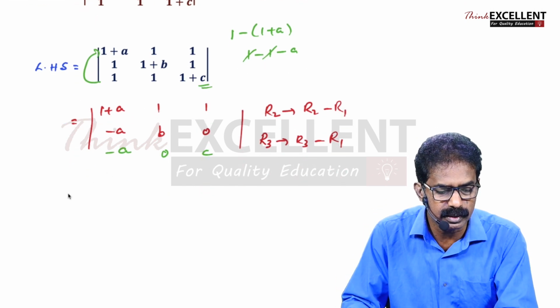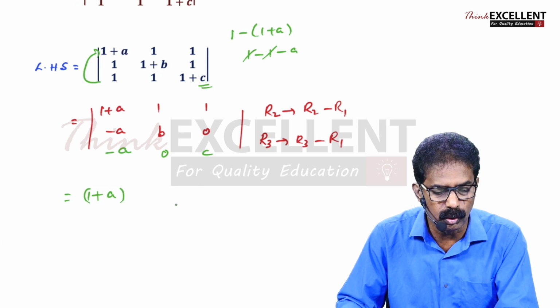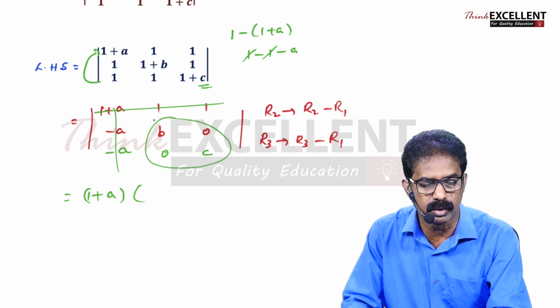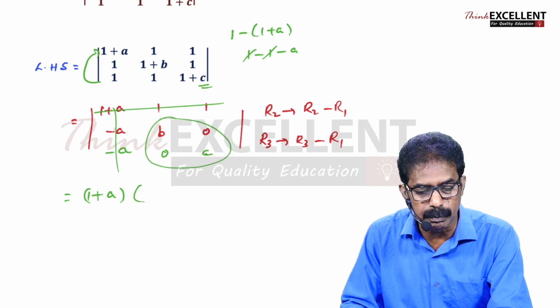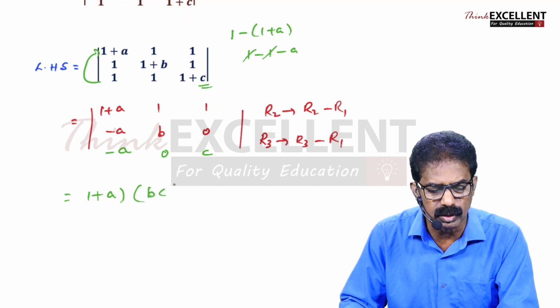Now just expand it. 1 plus a into, leave the row and column. You know how to expand a determinant, right? Leave the row and column. This is what you have. Simplify. b into c, bc minus 0, right? bc minus 0, I'm leaving it.